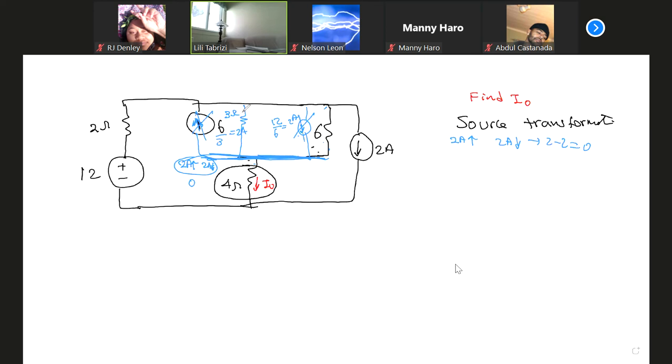What about ohm? I have 3 ohm here and 6 ohm here. 3 in parallel with 6 gives 2 ohm.